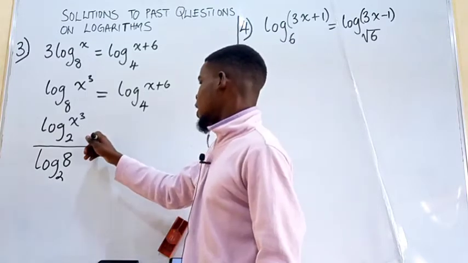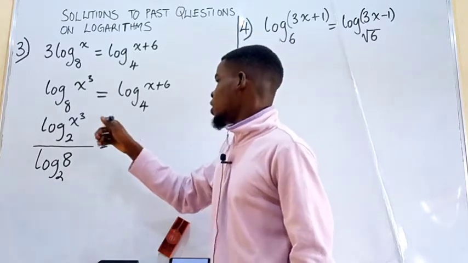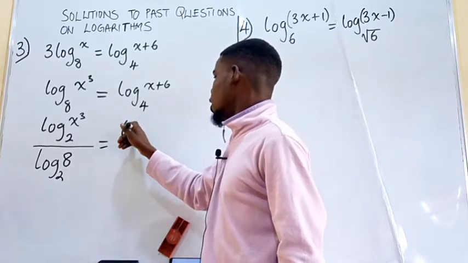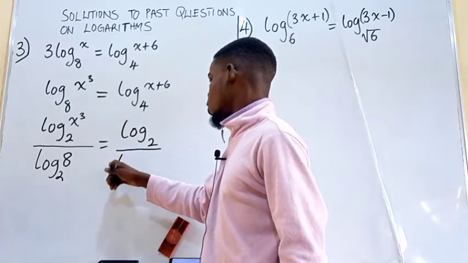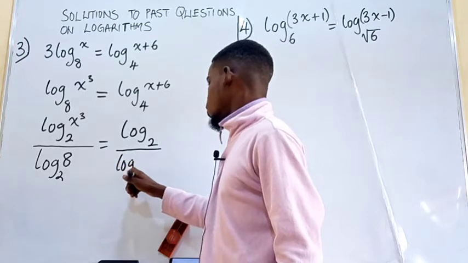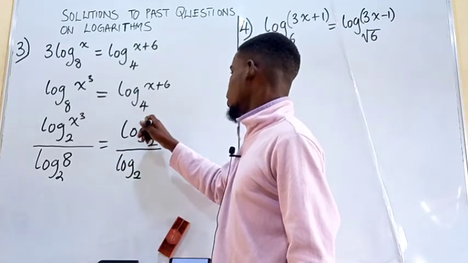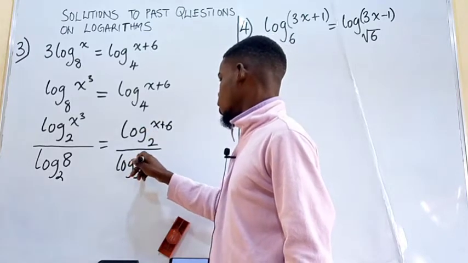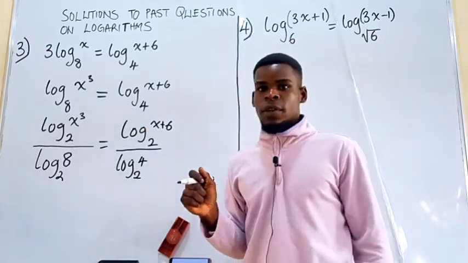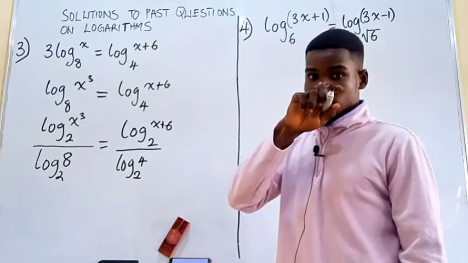Okay, so for the right hand side, we still do a similar thing. We want to change the base to base 2, and this also to base 2. So we put x plus 6 up here, and we put 4 down there. That's very nice, alright? Okay, great.